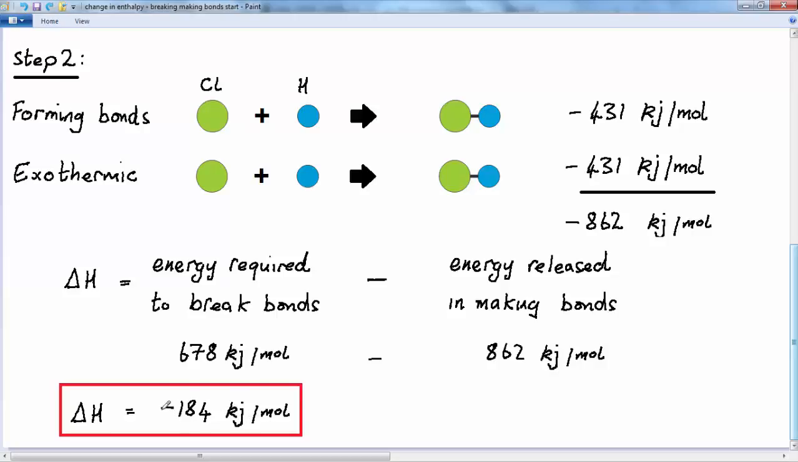Just emphasizing again that the negative sign means that this is an exothermic reaction. That's to say, heat is released during the reaction.